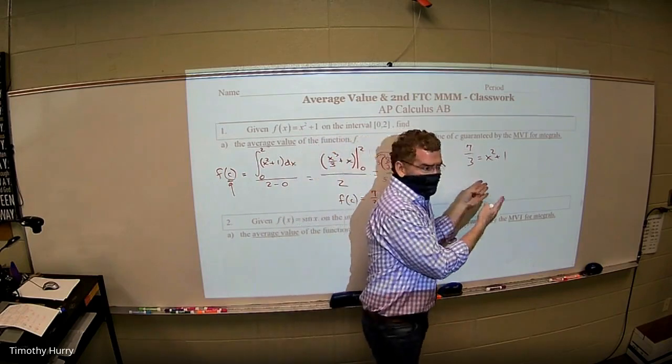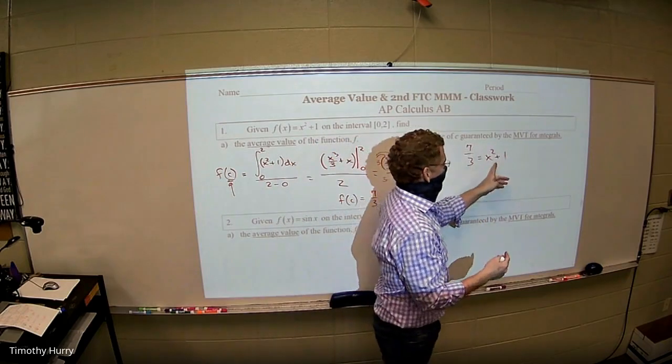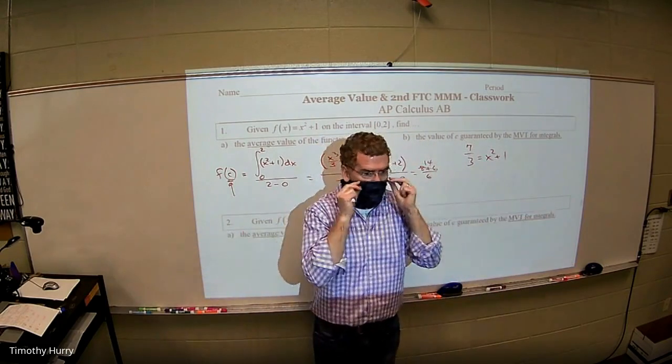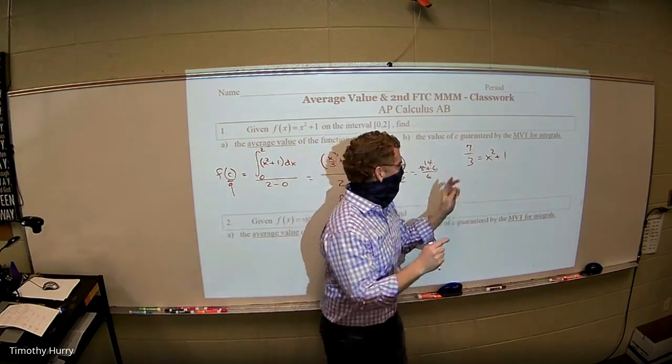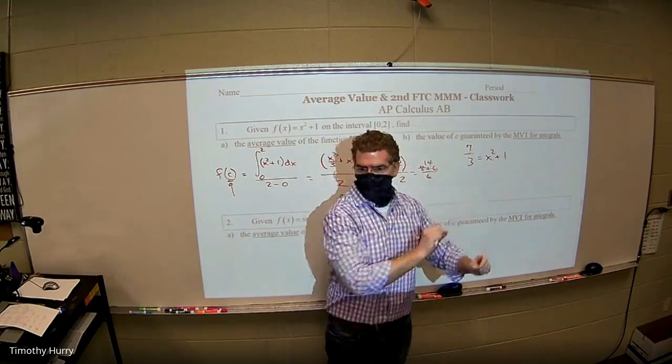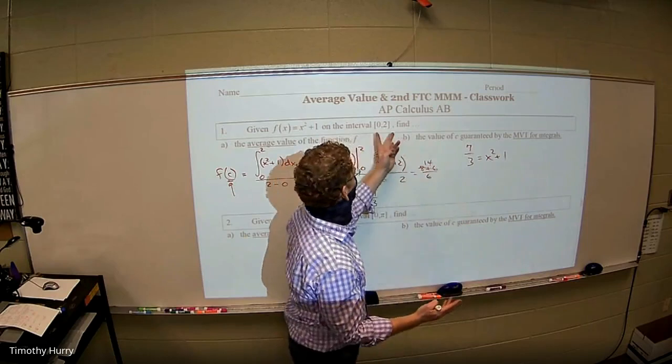If I was unable to do this, like say that was x to the 5th plus x, and I can't set that equal to 0, and I don't have the algebra to do that, remember, I can move everything to one side, graph it, and find the zeros that way. And remember, the only zeros I'm looking for are on the interval from 0 to 2.